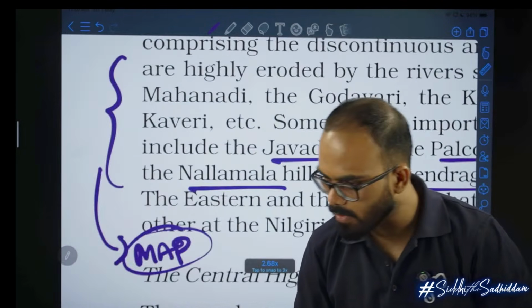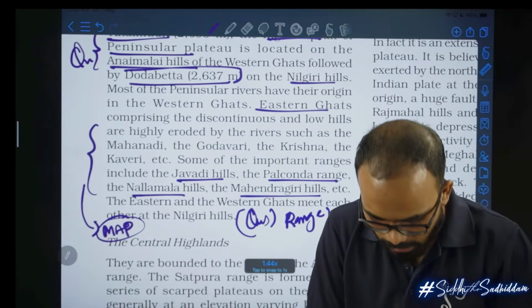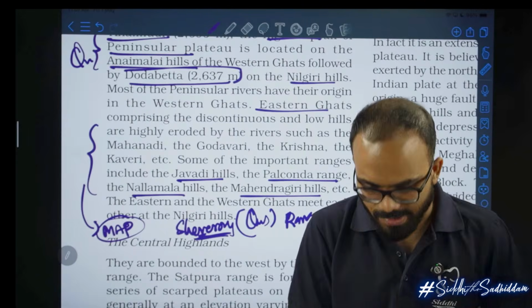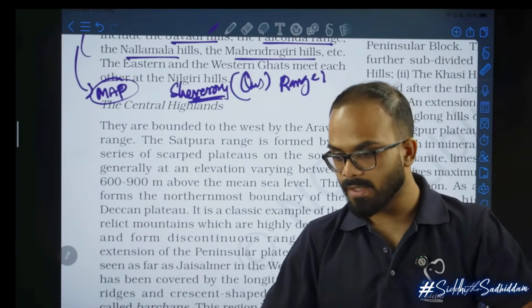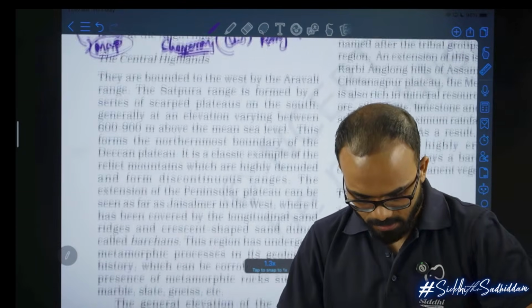Then there is one more hill name that is missing here, that is Cheveroy Hills. And all these hills are known for coffee plantations. That can also be a simple question, right? Coffee plantations are there that they can ask you.